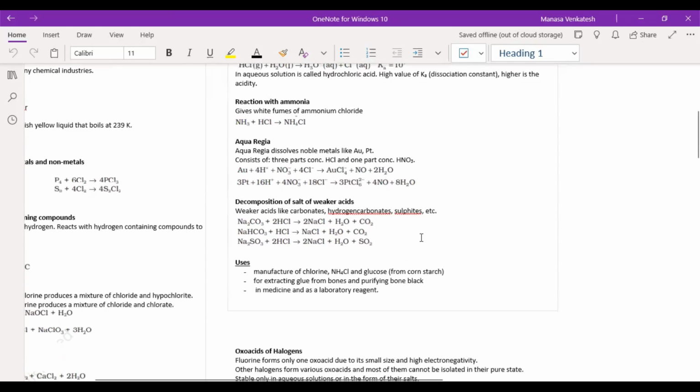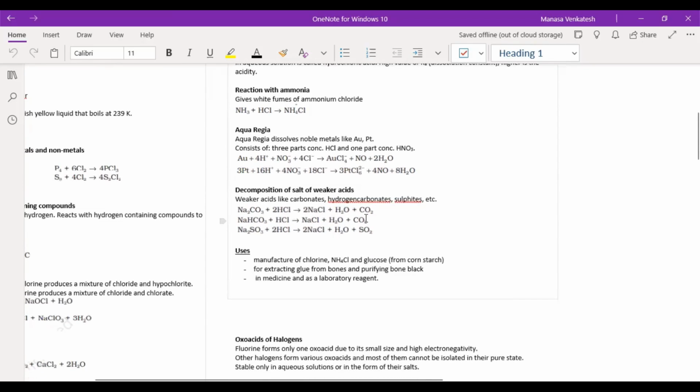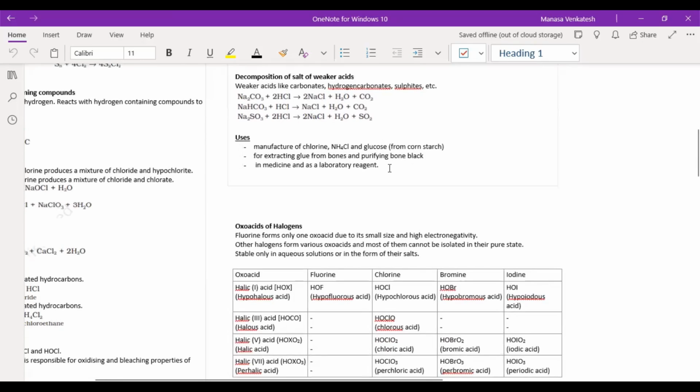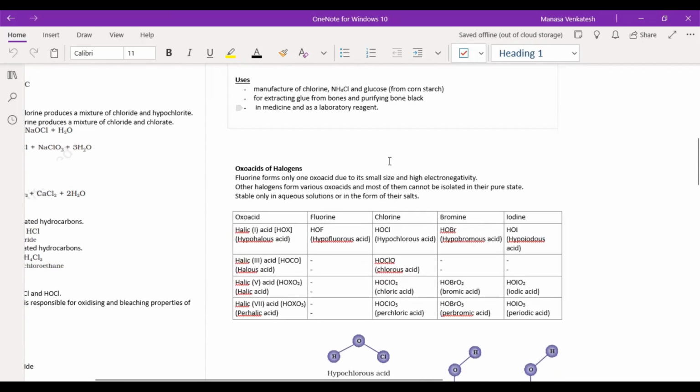Decomposition of salts of weaker acids. Salts of weaker acids like carbonates, hydrogen carbonates, and sulfides, etc., undergo decomposition in the presence of hydrochloric acid. Here, if you see, you have sodium carbonate, sodium hydrogen carbonate, or bicarbonate, and sodium sulfide. So these 3 are undergoing decomposition to give us carbon dioxide, sulfur dioxide, water, and sodium chloride in all the 3 cases. So just remember the respective products formed. These are the various uses of hydrogen chloride.